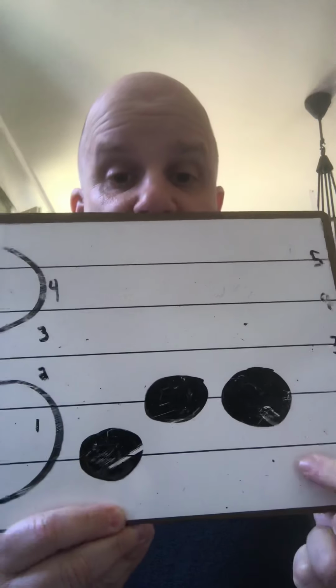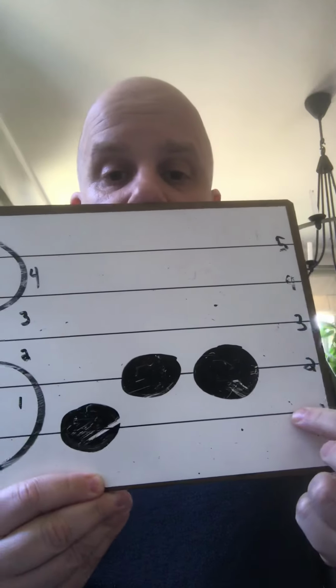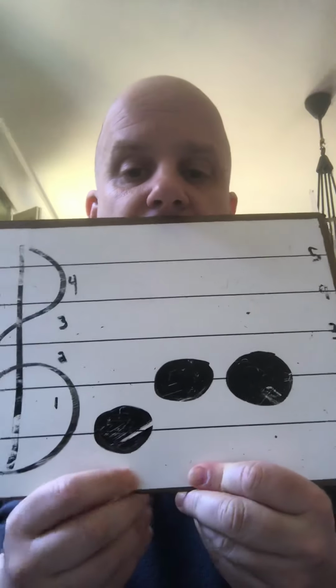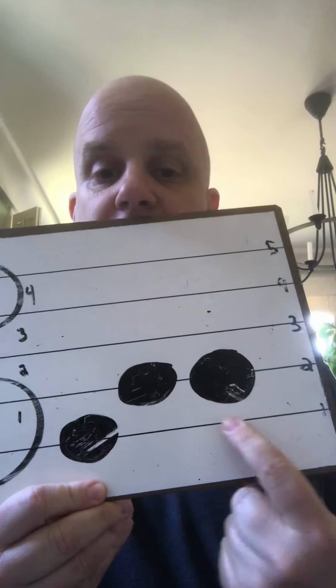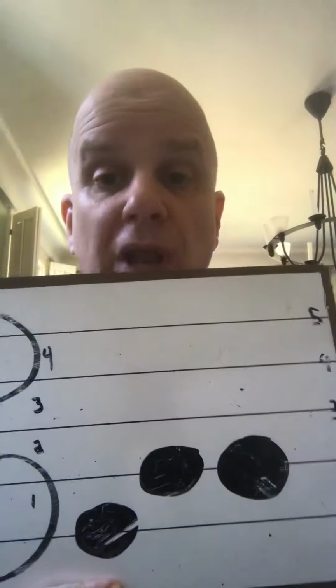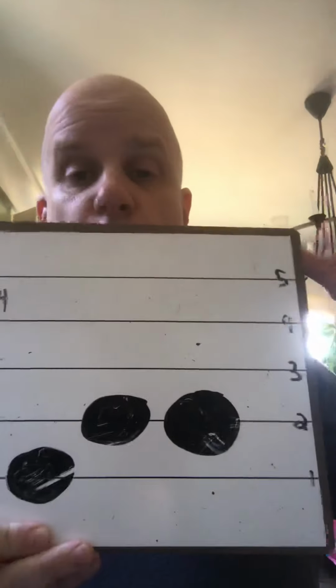That means the first line, E. So that's this note right here. The second line is G. So E, G, G.